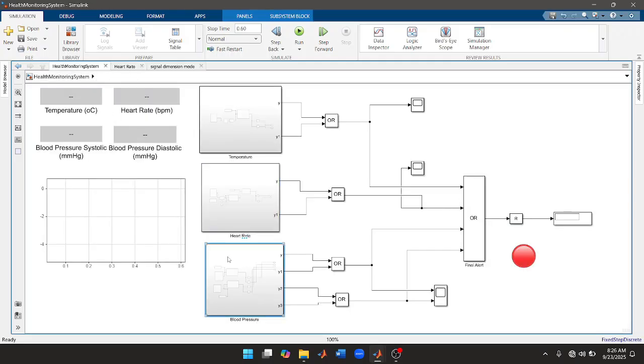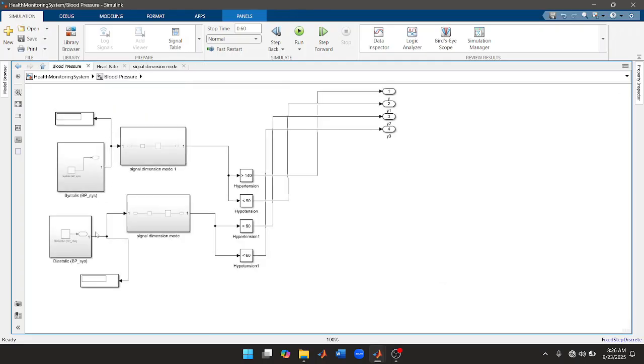Now, for the blood pressure, the systolic and the diastolic. The systolic is between 90 and 140. The diastolic is between 60 and 90. So if the blood pressure goes above 140 for the systolic, there's going to be a red alert. Below 90, there's going to be a red alert also. In between, we have normal. Also for the diastolic, above 90, there's a red alert, and below 60, there's a red alert, and in between is normal.